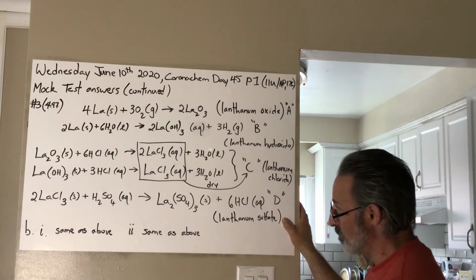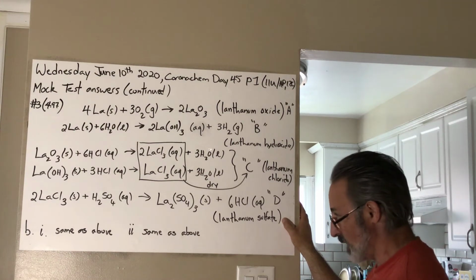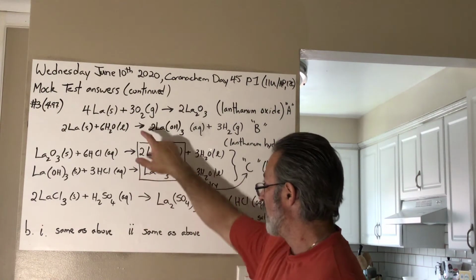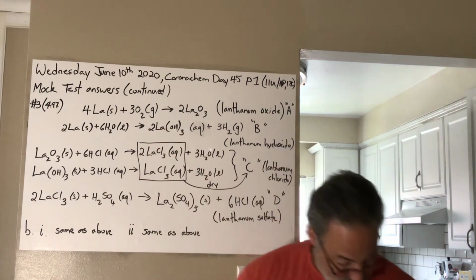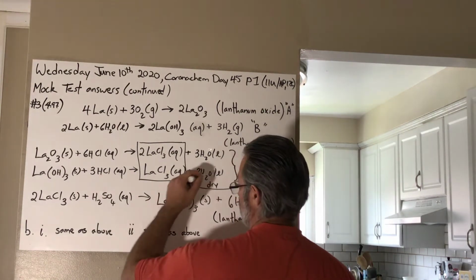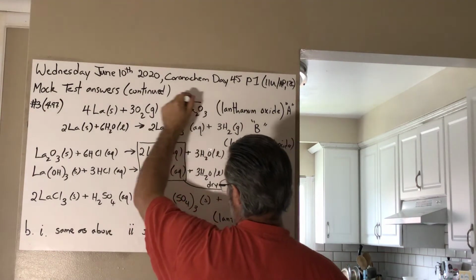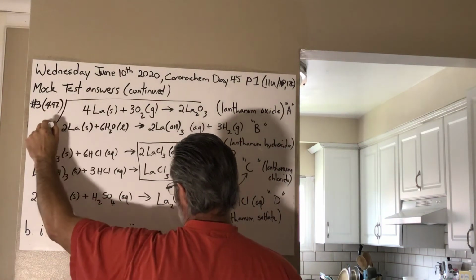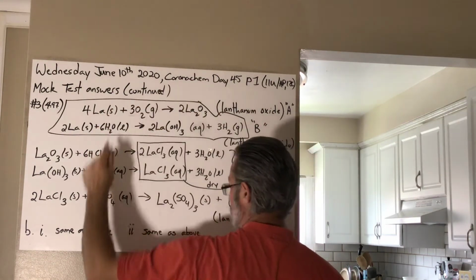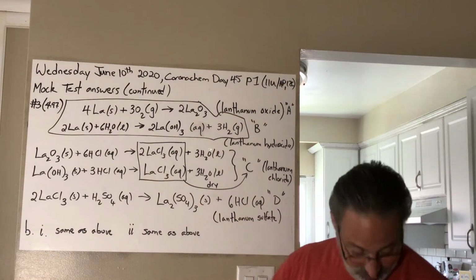Then in part B of the question, they ask us to write the net ionic equation for those reactions. For parts 1 and 2 of part B, it's the same. These are the net ionic equations. I wrote them already. So these two are the answers for these two, same as above. And now I'll show you parts 3 and 4.